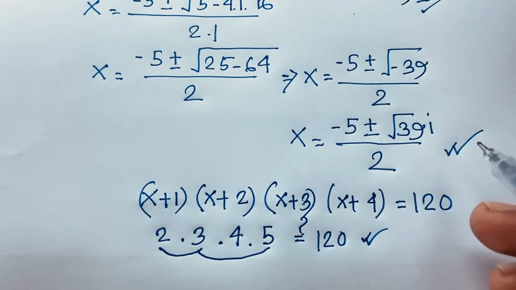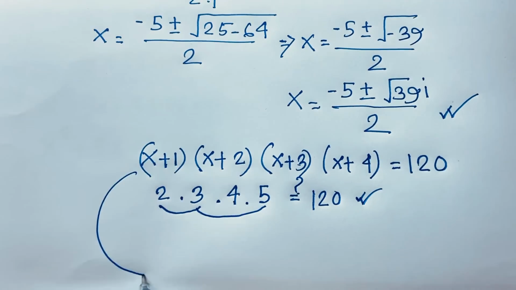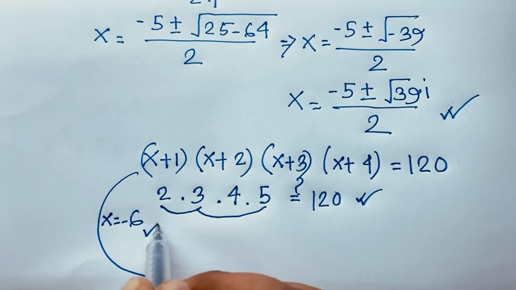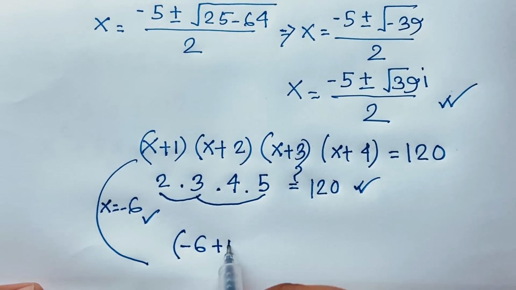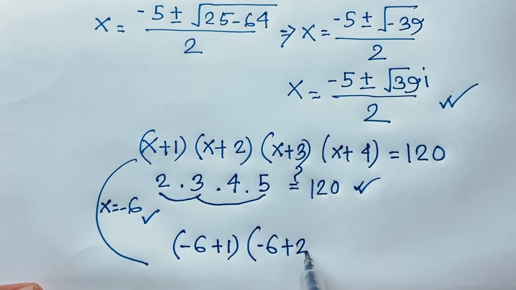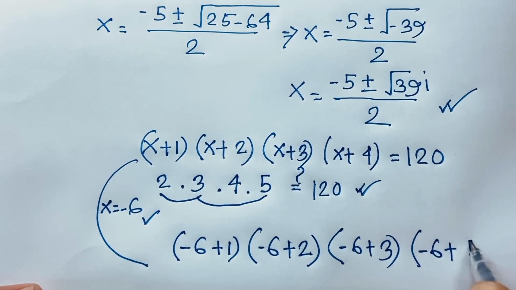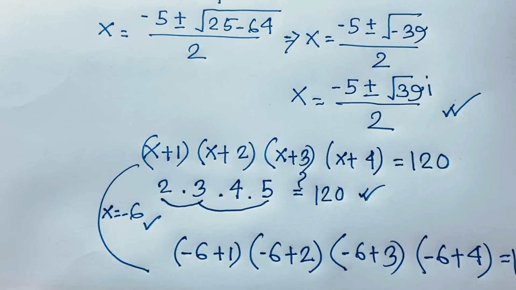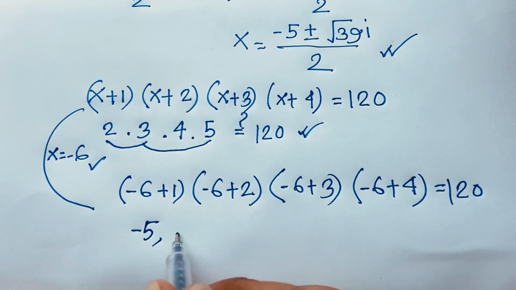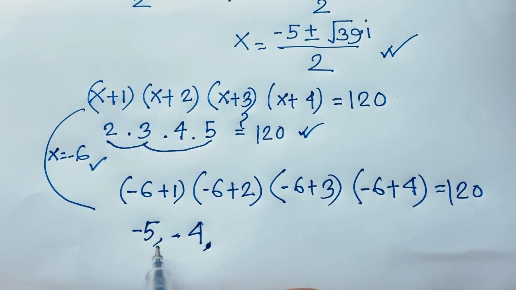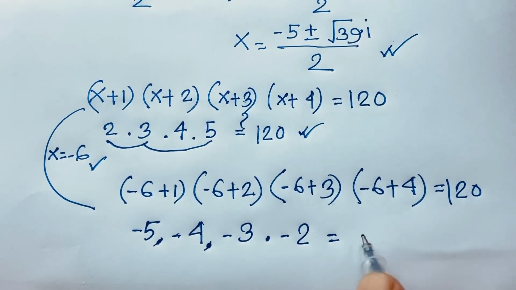It is right. But now at this point, if you think x is equal to negative 6, so I take x is equal to negative 6. So negative 6 plus 1, negative 6 plus 2, negative 6 plus 3, negative 6 plus 4 is equal to 120. Now you can see easily here this is minus 5, this is minus 4, this is minus 3, this is minus 2, equals 120.